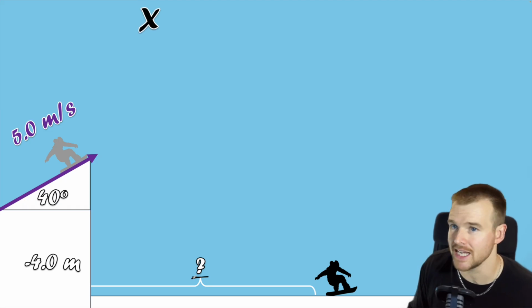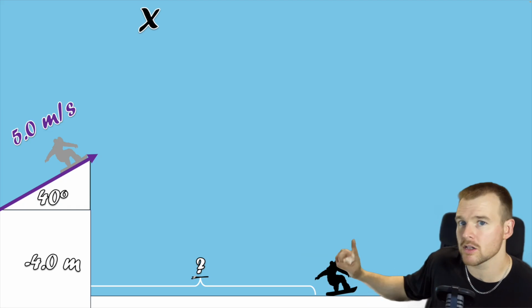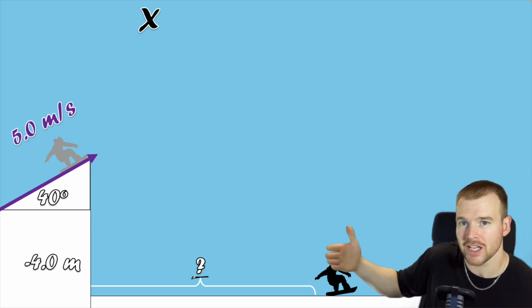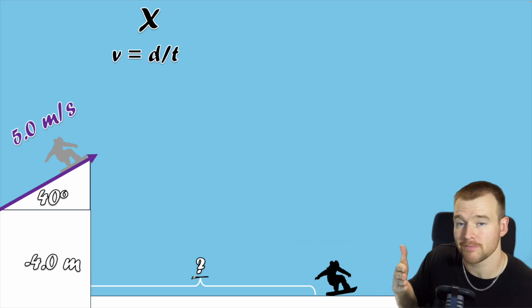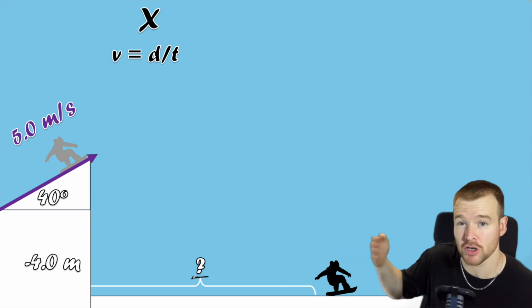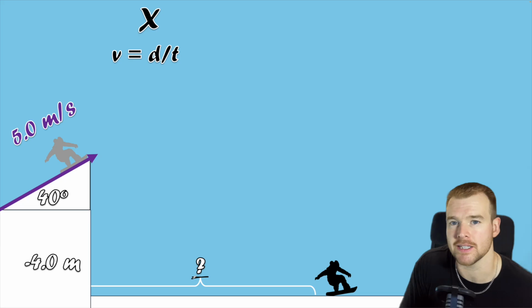In X, it's still uniform motion. Even though I was launched upwards, it's still moving at uniform motion in this direction. So V is equal to D over T. Nothing's pushing or pulling it there after it's launched in the air because we're ignoring air resistance.